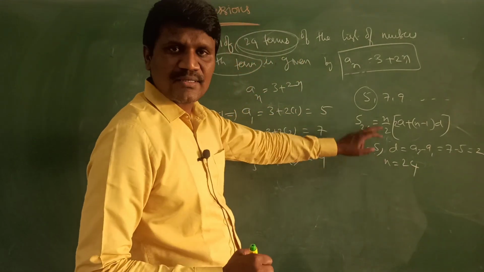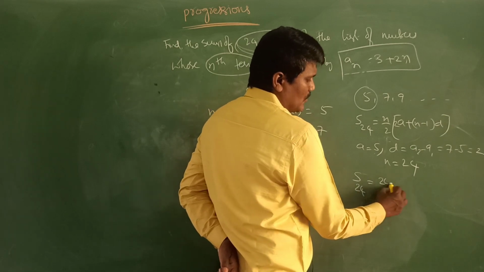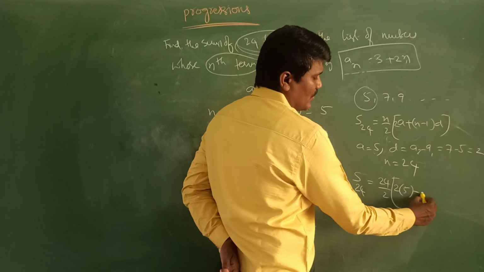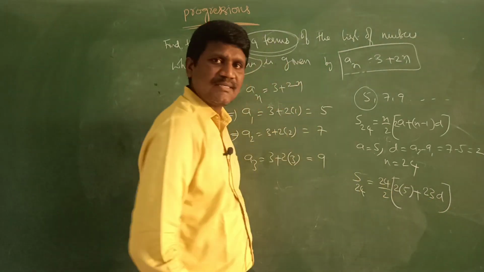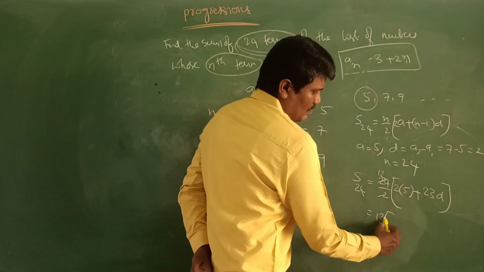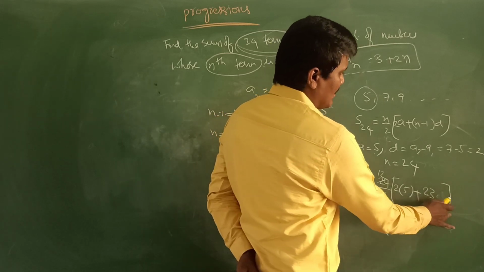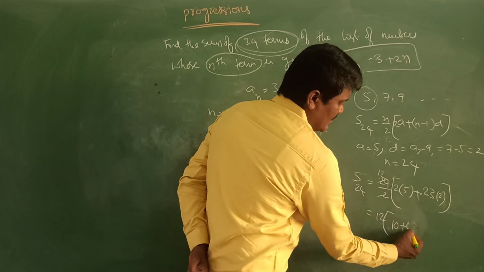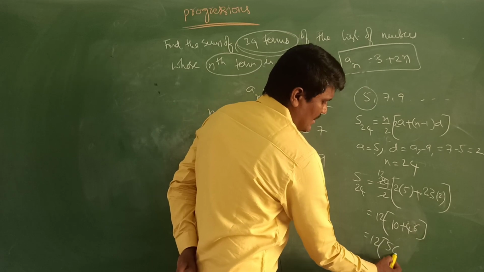Now all the values are there. Simply substitute. S24 is equal to n by 2, 24 by 2, 2a, 2 into 5, n minus 1, 23, d. 24 minus 1 is 23. That is 12 into 10 plus 23. d also we know. What is the d value? It is 2. So 23 2s are 46. So total 12 into 56.